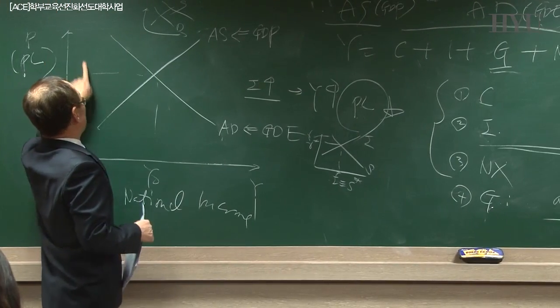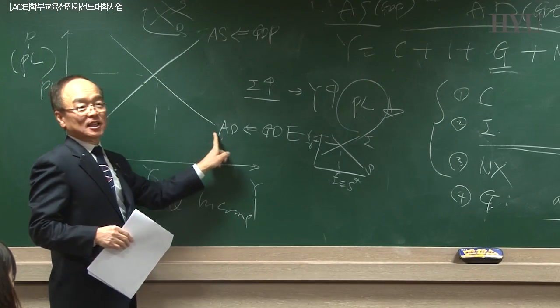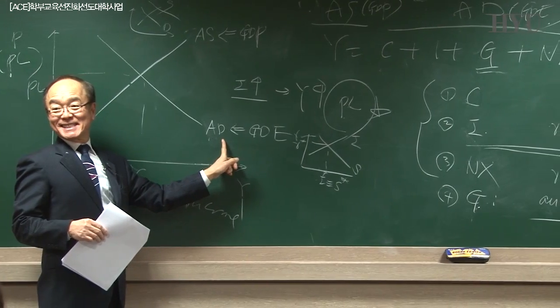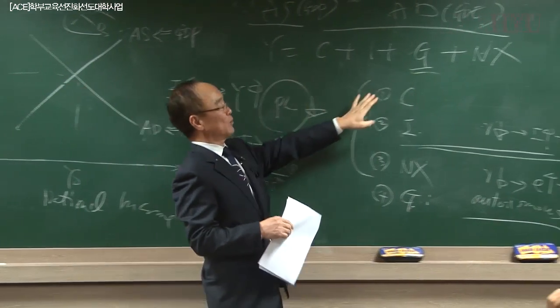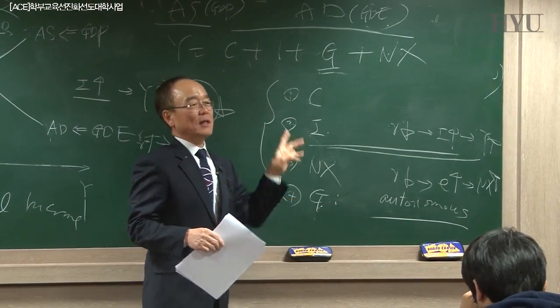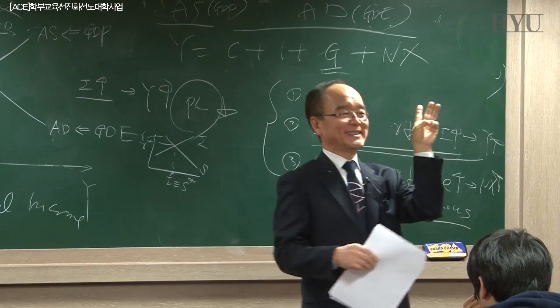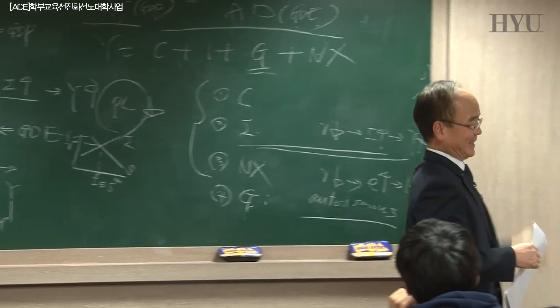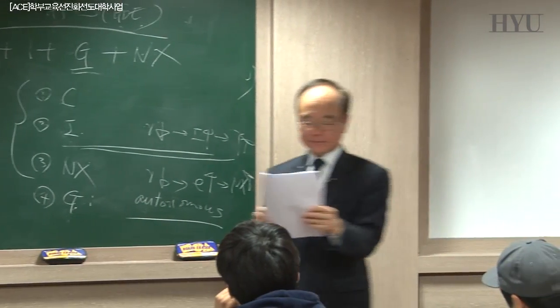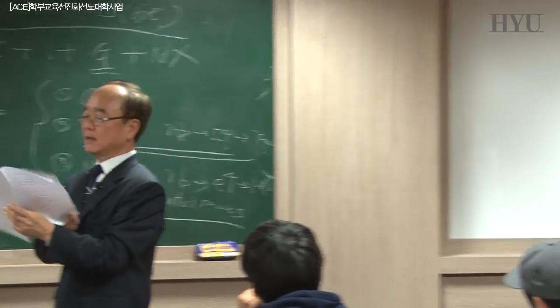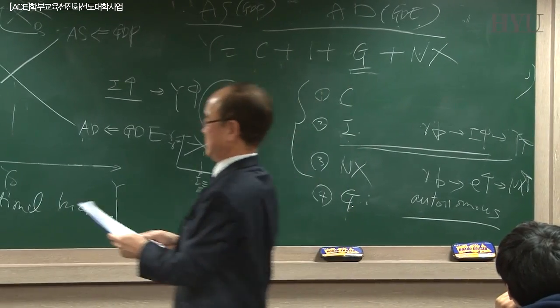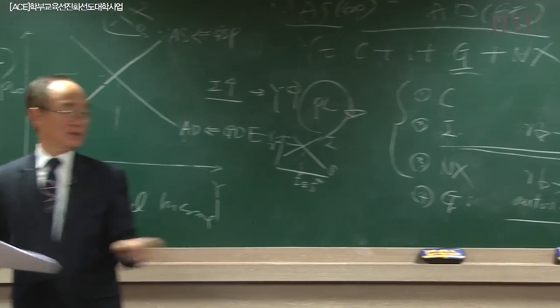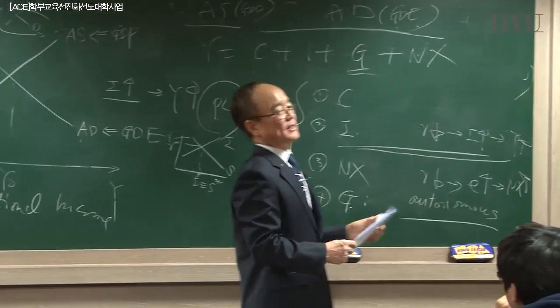From the three effects, as the price level falls, AD tends to increase. There are three factors that move in the same direction: C, I, and X. A shift in AD is relatively easy. If you understand this story, the shift is very easy.